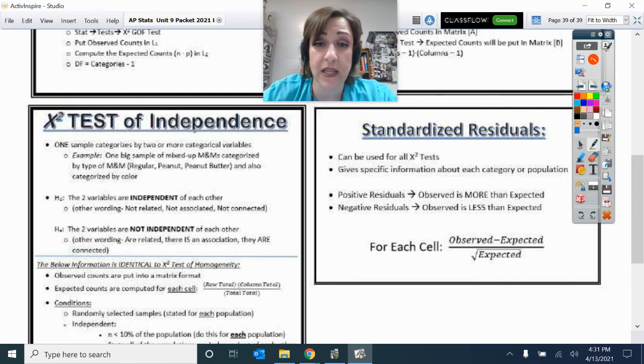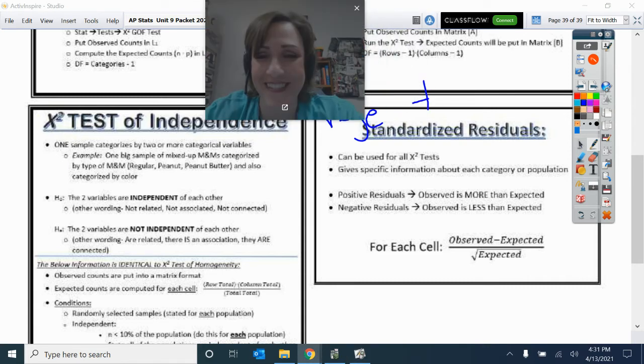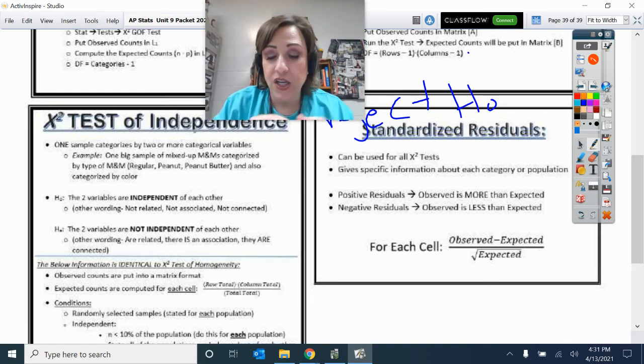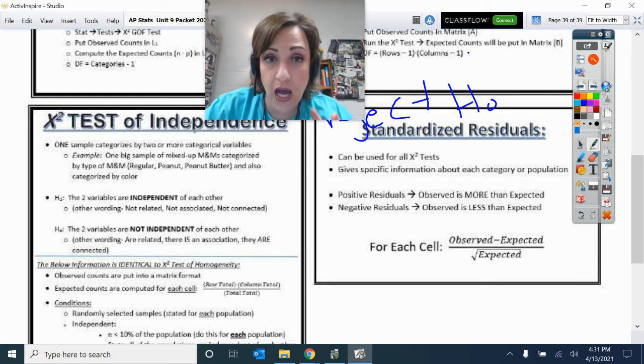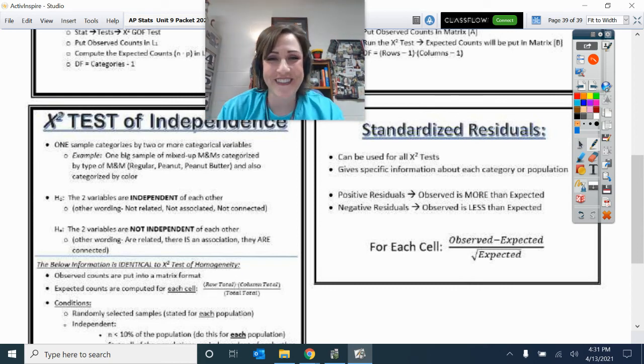All right. And finally, standardized residuals. We're using this more or less if you reject H0, so if you reject the null hypothesis and they want more detailed information about what's happening. Positive residuals, what you got is more than what was expected. Negative residual, what you got was less than what was expected to happen. So there we have that standardized residual idea. So there it is, all together, succinct, the different kinds of chi-squared tests.